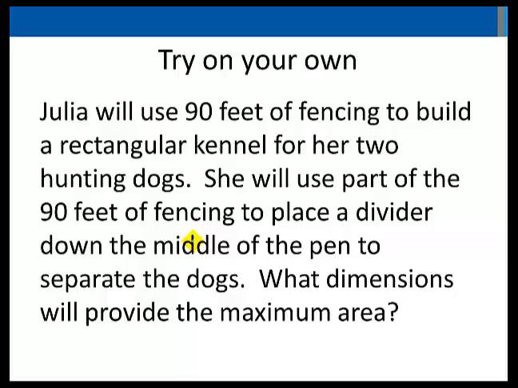Try this next example on your own. Julia will use 90 feet of fencing to build a rectangular kennel for her 2 hunting dogs. She will use part of the 90 feet of fencing to place a divider down the middle of the pen to separate the dogs. What dimensions will provide the maximum area?